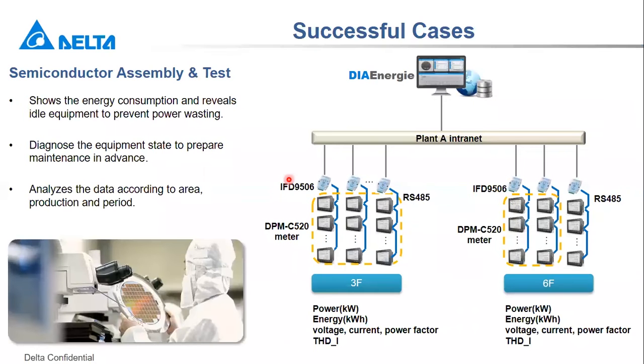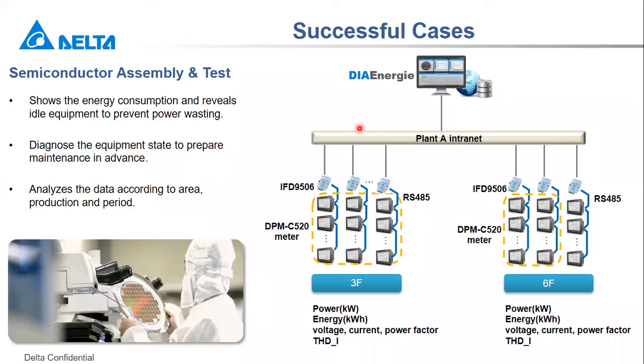So for the successful sharing, the first one is in the semiconductor assembly and test factories. For this customer, first they have a lot of machines. They want to do some energy saving to reduce the cost of electricity. And also they want to do preventive maintenance in advance for the system, and analyze the data by the different areas, production lines or different floors.